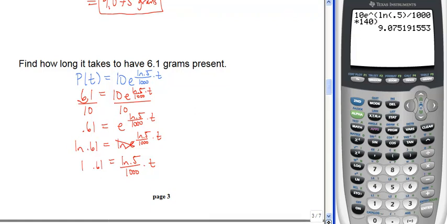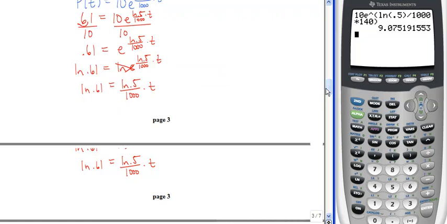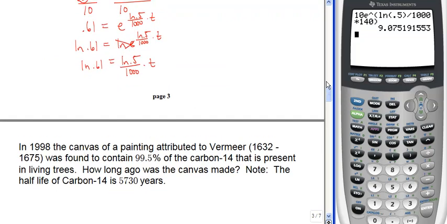And then here you just want to be a little bit careful because t is being multiplied by this fraction. So what I want to do is multiply by the reciprocal to undo that multiplication. So we're going to multiply both sides here by 1,000 over the ln of 0.5. And that should cancel these two out, and that's going to give me the t by itself, and I'll have 1,000 ln of 0.61 over ln of 0.5.